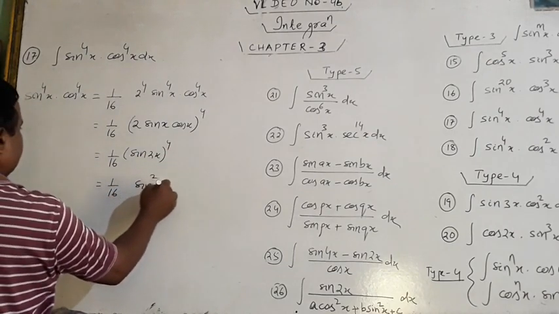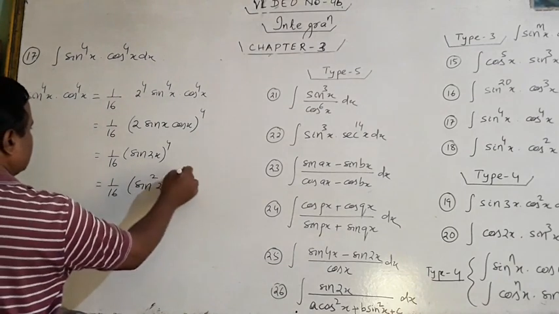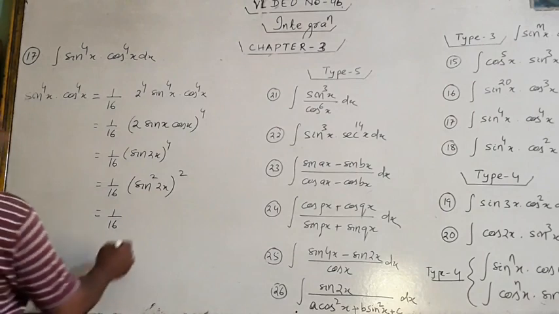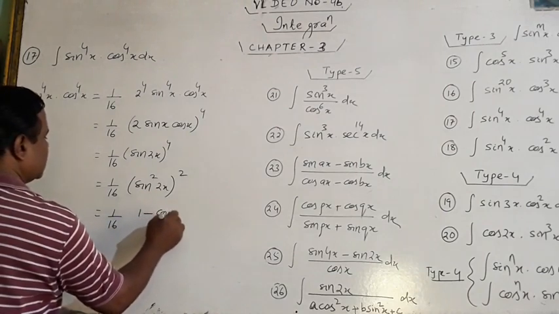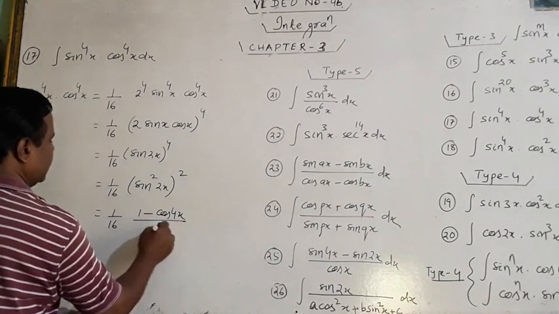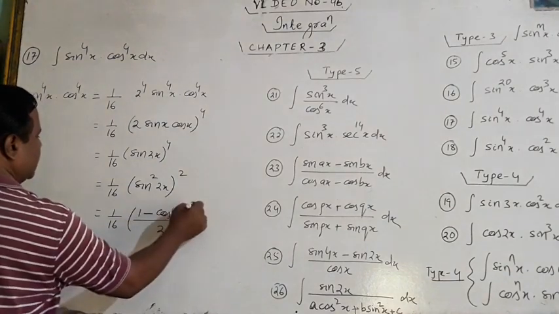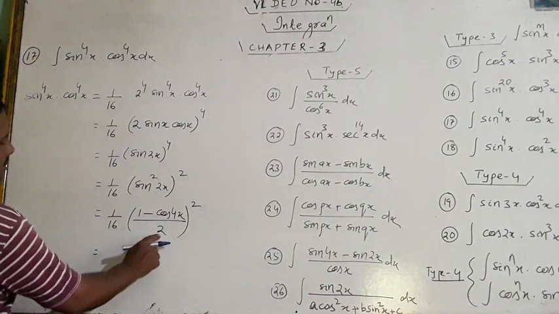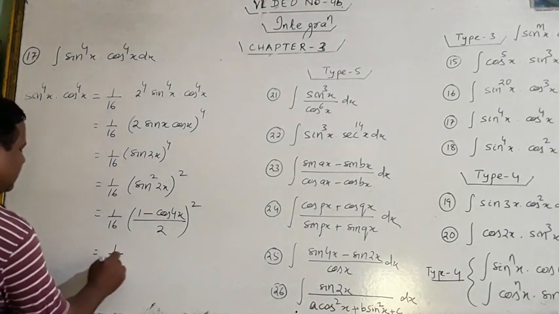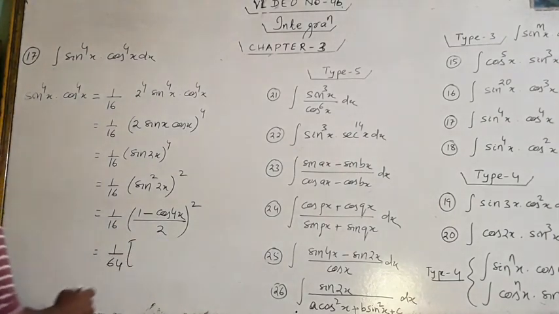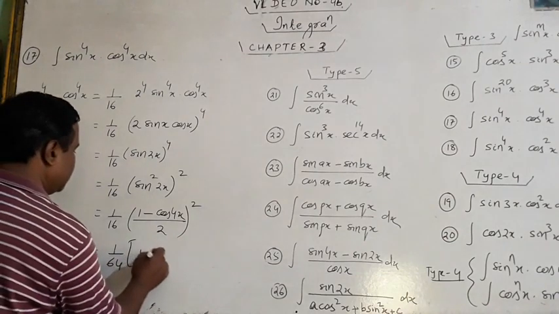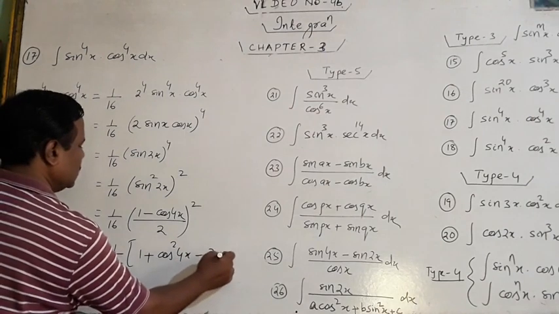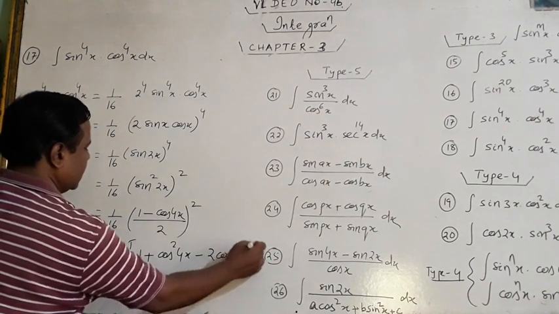Sin square 2x whole square. It is 1 by 16. What is sin square 2x? It is 1 minus cos 4x by 2, whole square. Now, its square is 4, so it is 1 by 64. It is 1 plus cos square 4x minus 2 cos 4x.